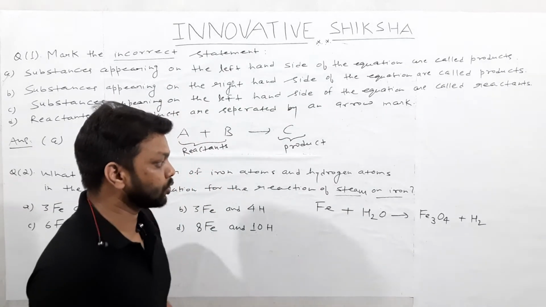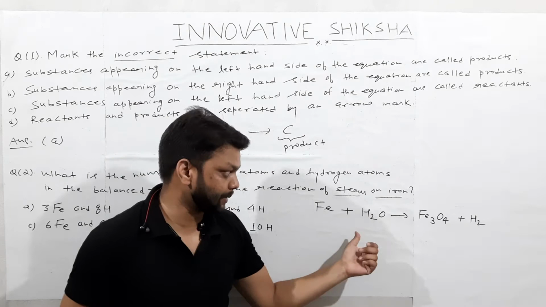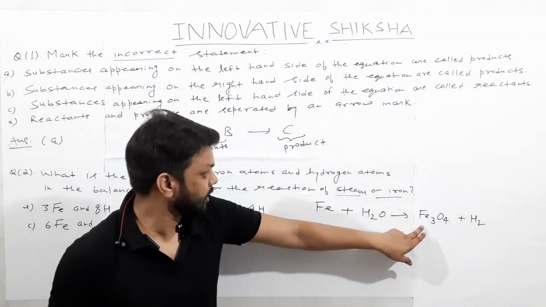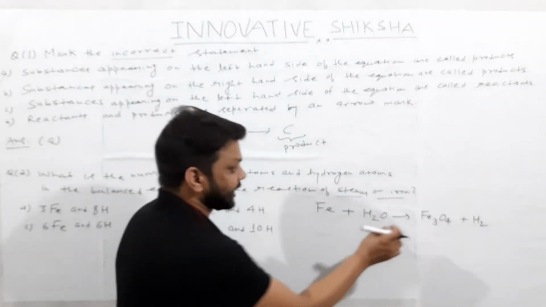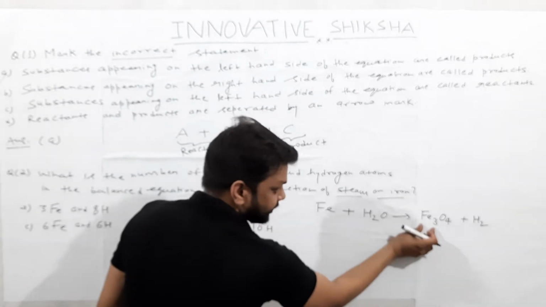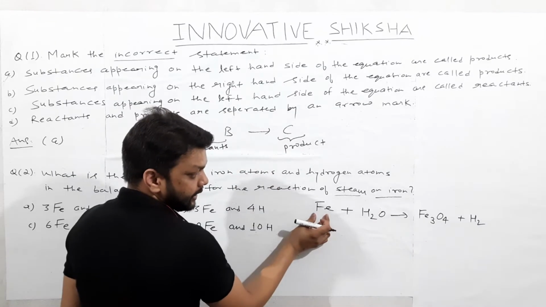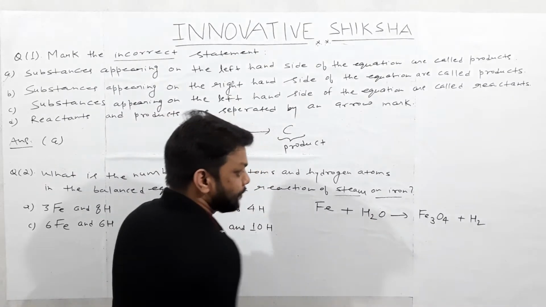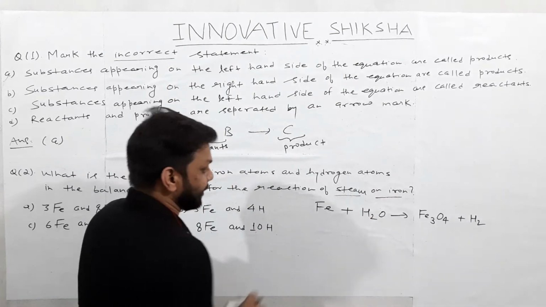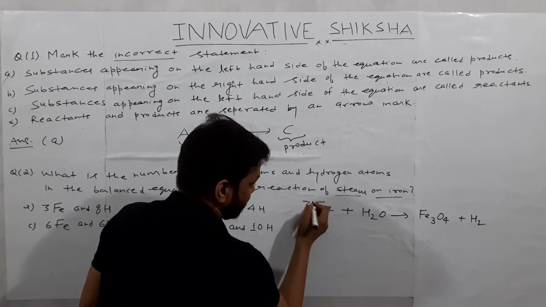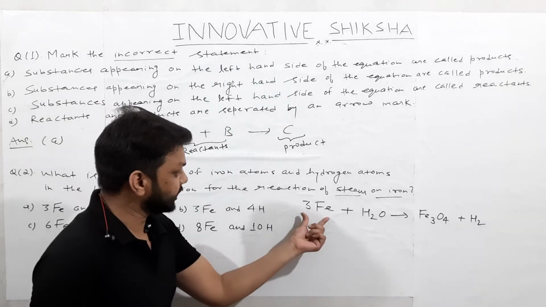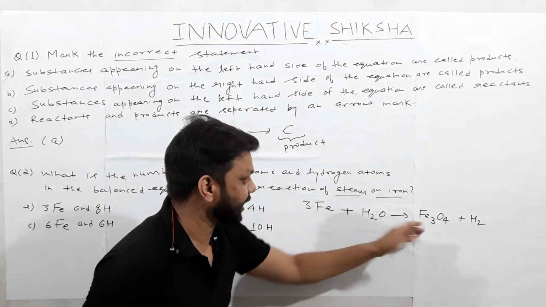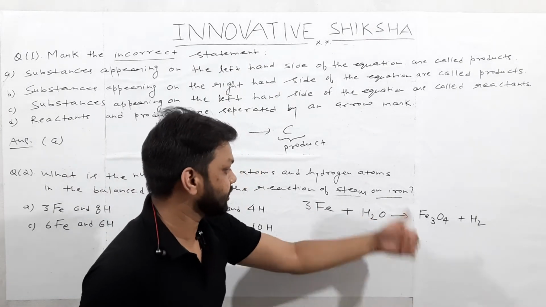So what we have to do, we have to check the number of atoms. If you look at the product side, here we have 3 iron atoms and here we have only 1 iron atom. So to balance the iron atom, we have to multiply by 3 on the left hand side. Now the iron atoms are balanced on left and right hand side. So now come to the next one.